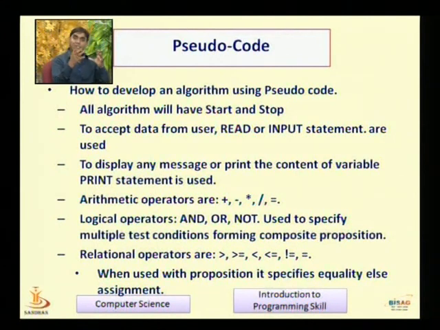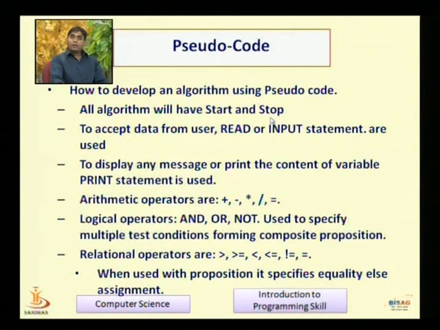In pseudocode, some guidelines can be used, and an algorithm can be developed through this pseudocode. Every algorithm will have a start and a stop. Any algorithm requires two statements: start and stop.